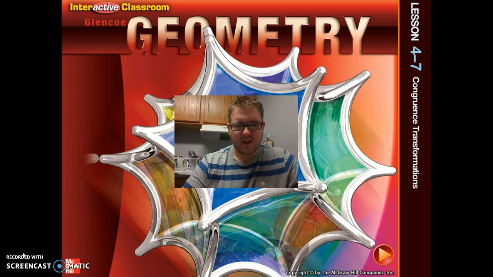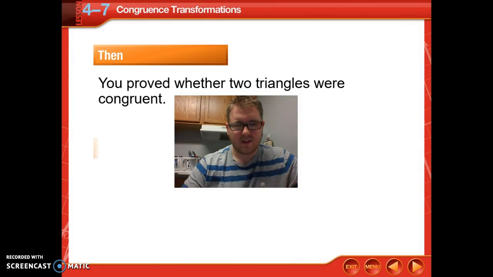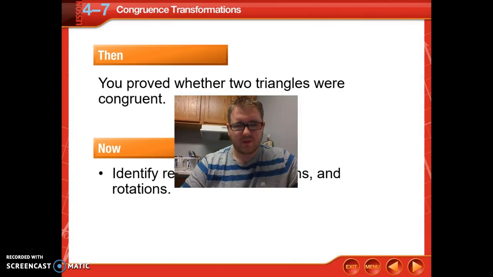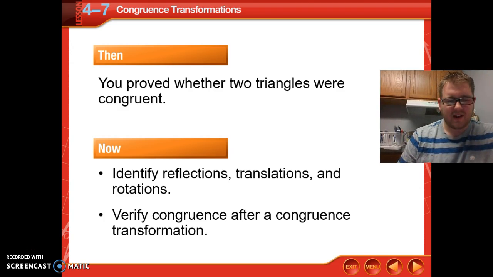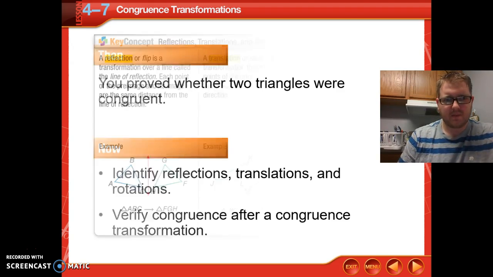We're going to discuss congruence transformations. Before, we've looked at whether two triangles were congruent, and now we're going to talk about different ways we can manipulate triangles by reflecting them, translating them, and rotating them. We're going to talk about what all that means. We're also going to talk about congruence after we do what's called a congruence transformation.